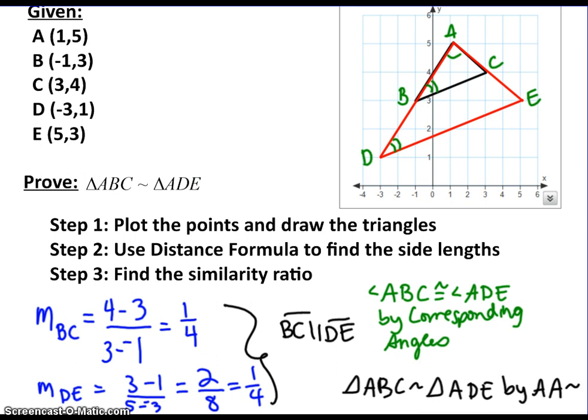Okay? And it looks to be that the similarity ratio here, if this distance and this distance, what I am doing here is the similarity ratio would be 1/2 because the scale factor is 2. So 1/2 for my similarity ratio.